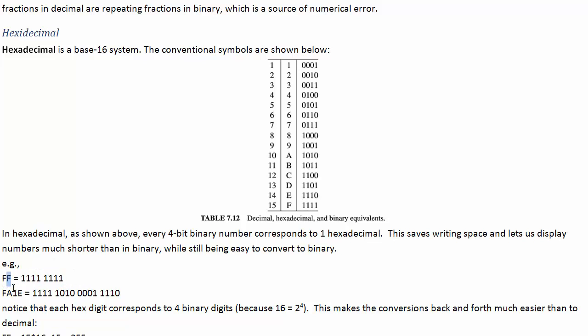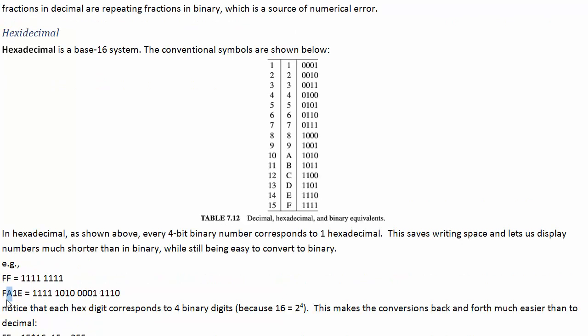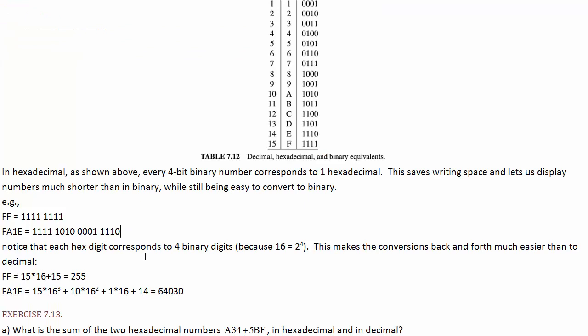So let's look at this. We've got FF. We can just look at each piece of it separately. F maps to 1111, and then F maps to 1111. So that means FF maps to 11111111. This is 255. FA1E would map to 1111, and then A, which is 1010, 0001, and E, 1110. Okay. So it makes conversions quite a lot easier than converting to decimal.